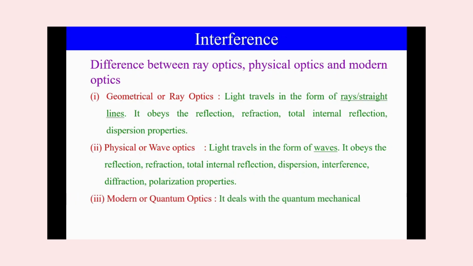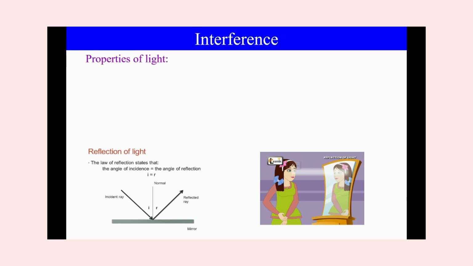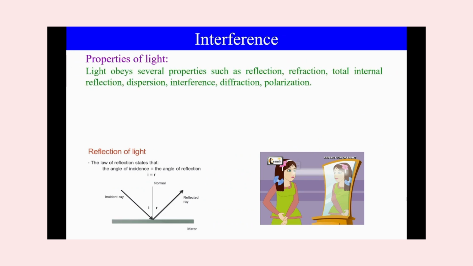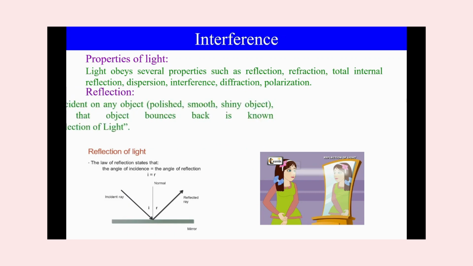Coming to modern optics or quantum optics, it deals with the quantum mechanical properties of light, and here it obeys non-linear properties of light. An example for quantum optics or modern optics is laser light. Coming to the properties of light, first of all we have to discuss the fundamental properties, such as reflection.